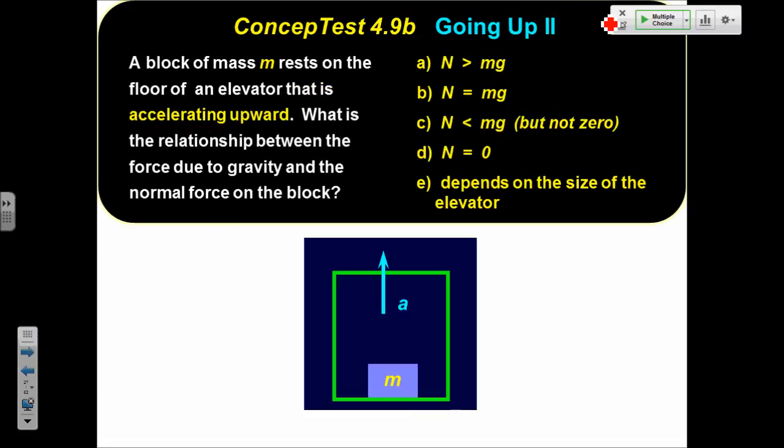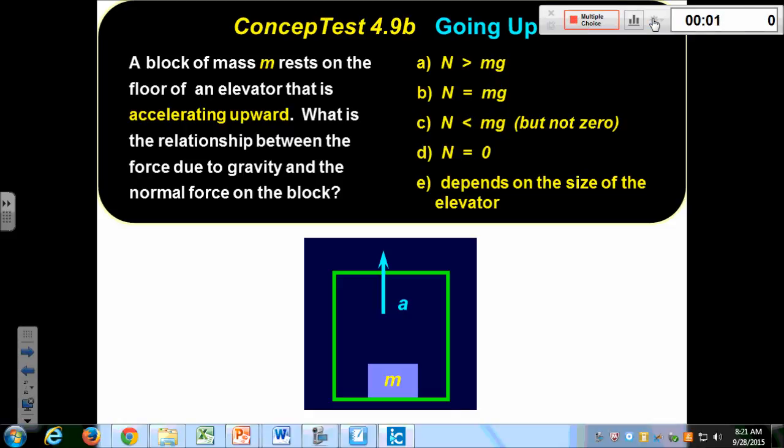What if it's accelerating upward? So now instead of moving up at a constant speed, it's accelerating in this direction. How does that affect the normal force acting on this block?